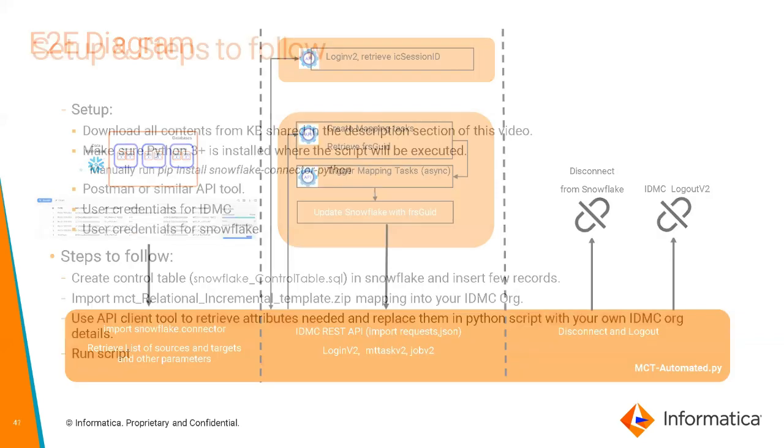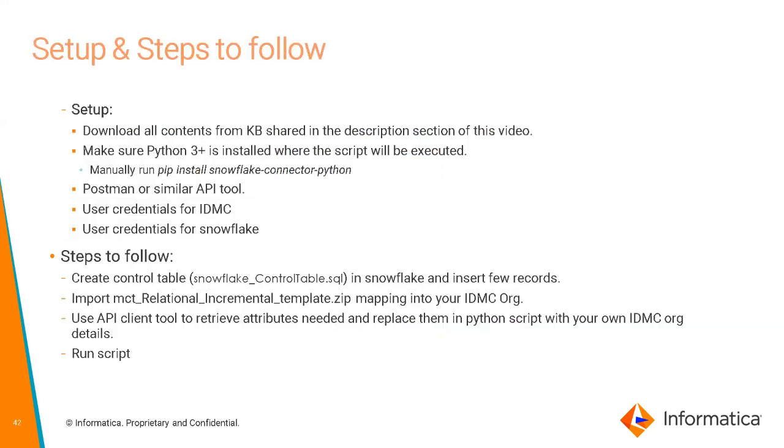Moving on. So here's the setup and the steps to follow. As part of our setup, we're going to download all contents from the KB link shared in the description section of this video. We have to make sure Python 3+ is installed where the script will be executed. Manually run pip install snowflake-connector-python, so this library or extension is available to the Python engine.